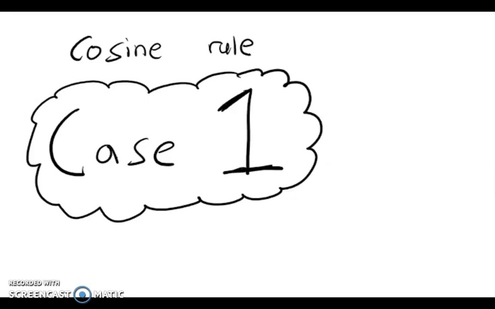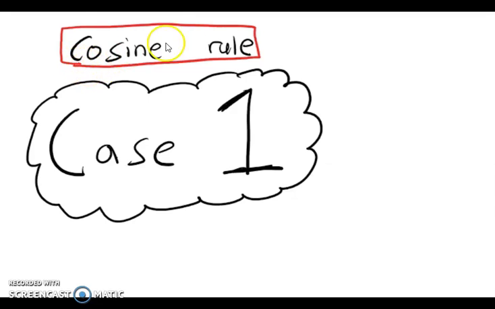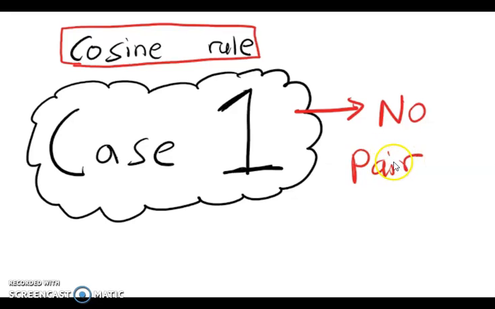Before we go to the examples, I'm going to ask, when does this apply in a mathematical question? We can only apply this cosine rule when there is no pair given. This is where we have to apply the cosine rule. Now let us look at the question.